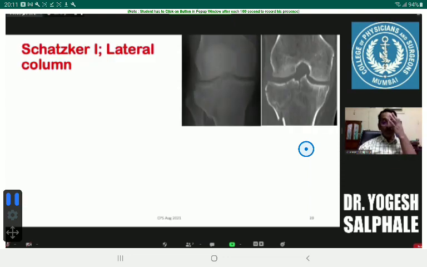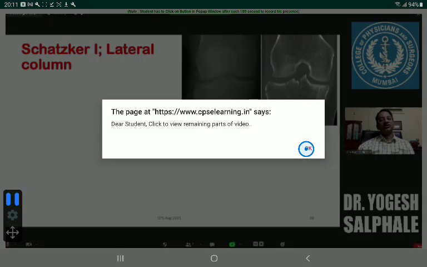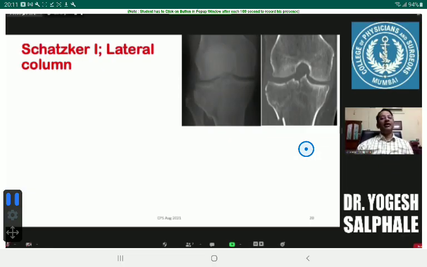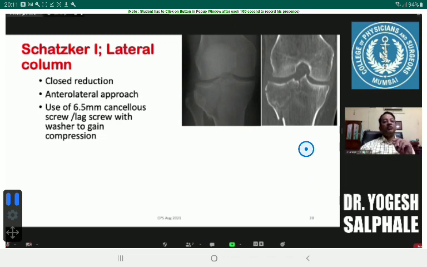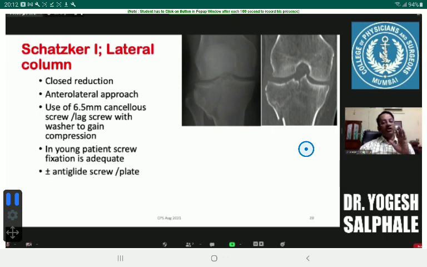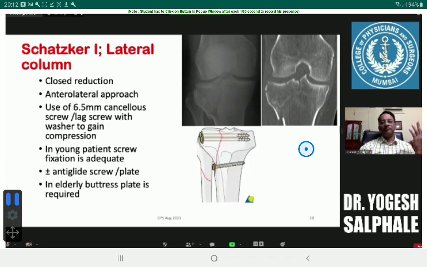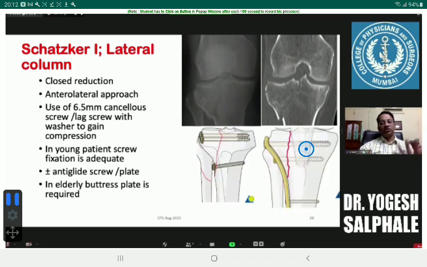Now, as we move on, the treatment options for Schatzker type 1, which is predominantly a lateral column fracture: we do a closed reduction. We use an anterolateral approach. We use a 6.5 mm cancellous screw or a lag screw with a washer to gain compression. As I told you, splaying of the proximal tibial condyle is not at all acceptable. In a young patient, screw fixation is quite adequate. You can also use an antiglide plate and screw, and in the elderly, a buttress plate is absolutely essential because you can't predict the way their bones are going to be. You can use either a screw or a plate.